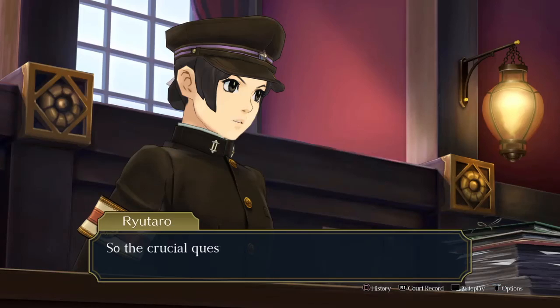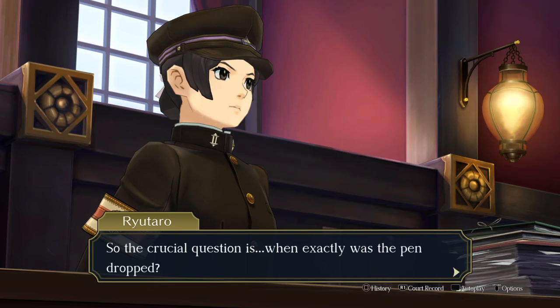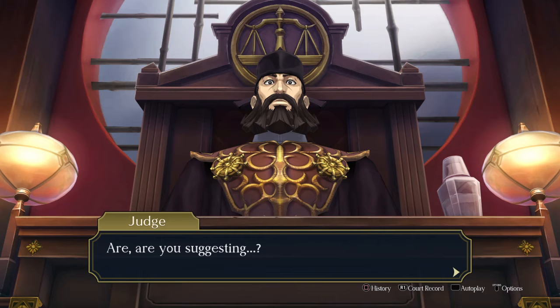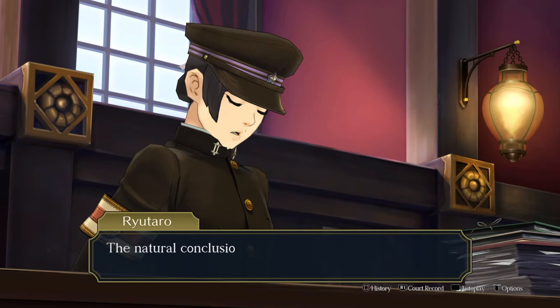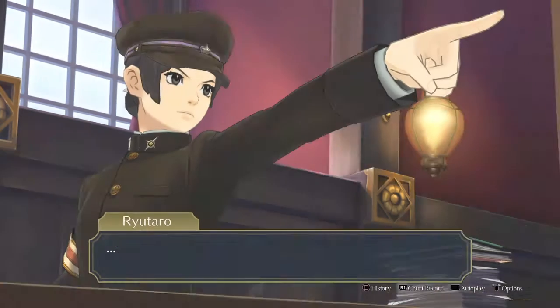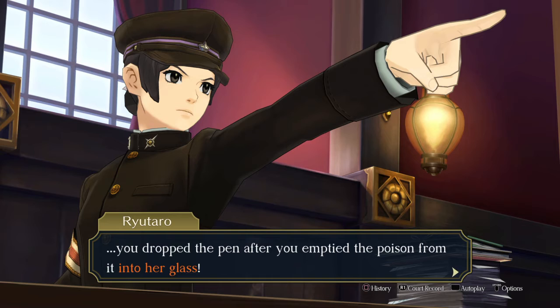So the crucial question is, when exactly was the pen dropped? Are you suggesting...? The natural conclusion is that in your haste to act, whilst the victim was distracted for a moment, you dropped the pen after you emptied the poison from it into her glass.